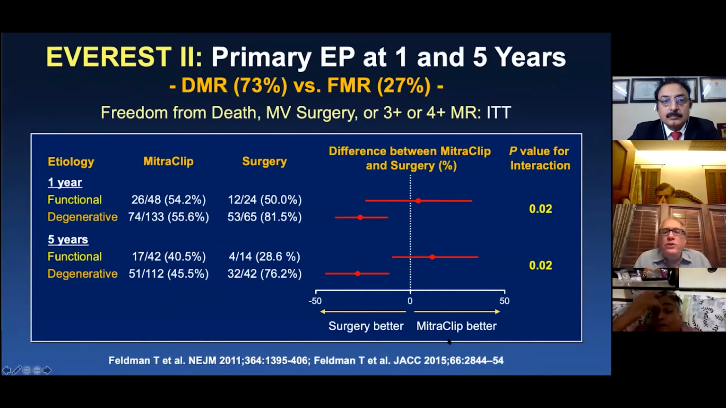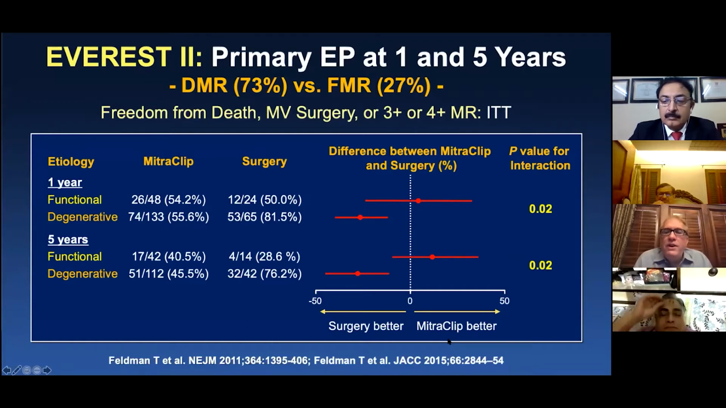However, when we looked at multiple subgroups to see if there were any subgroups that seemed to do somewhat better or worse with the MitraClip versus surgery, the only subgroup that really came out was whether the patient had functional or degenerative MR. And if the patient had degenerative MR, clearly outcomes were better with surgery. If, on the other hand, the patient had functional mitral regurgitation, you could see the outcomes were relatively similar with surgery and MitraClip. In fact, if anything, the point estimates slightly favored the MitraClip.